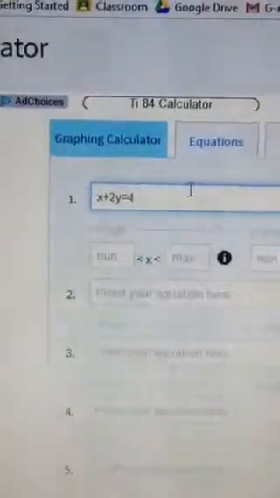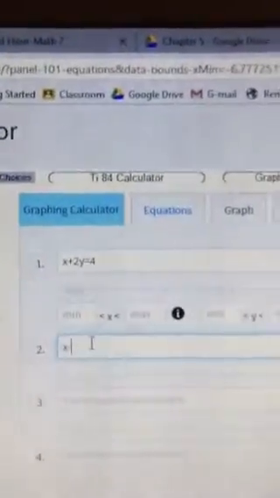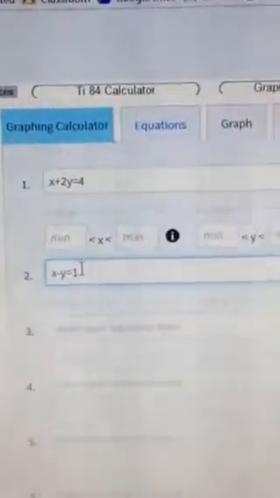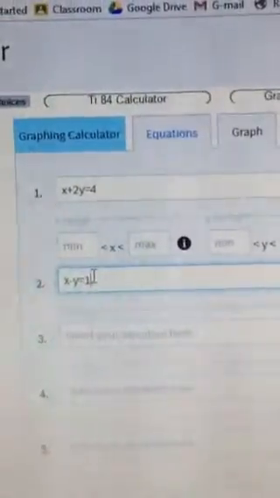When you see here, it says insert your equation here. So I'm going to type my equation, x plus 2y equals 4, into this line. I type the entire equation into this line. Then I'm going to type my second equation into the second line, and that's x minus y equals 1. You can see I haven't dealt with the minimum or maximum. I just typed both equations in, one into one line, the other into the other line.